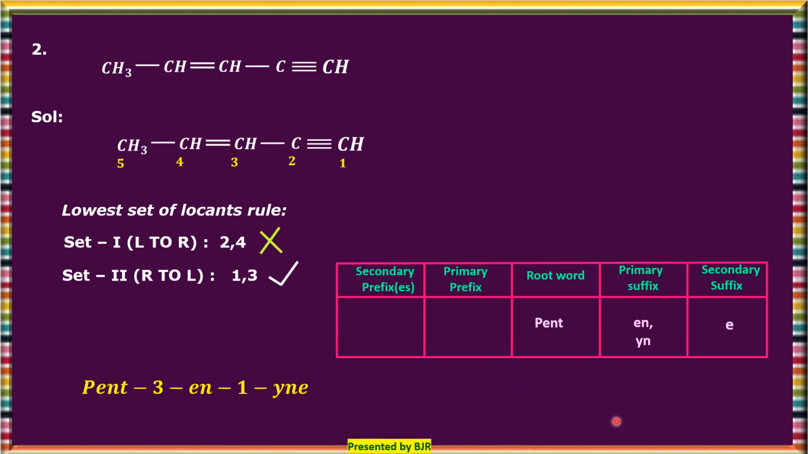Here the IUPAC name is, you see here, the third carbon atom is attached by a double bond. The first carbon atom is attached by a triple bond. Here I have dropped e from ene. Why? Because this e is followed by y. I already told you. Okay. So pent-3-en-1-yne.